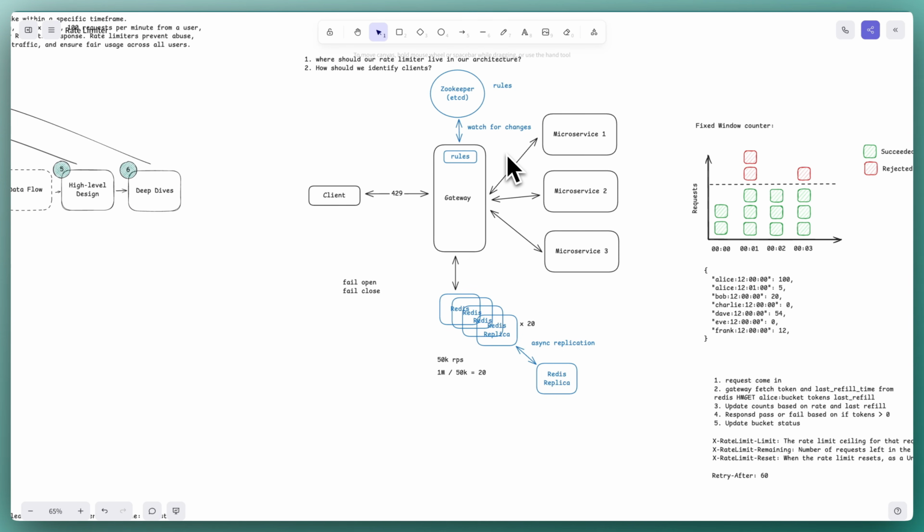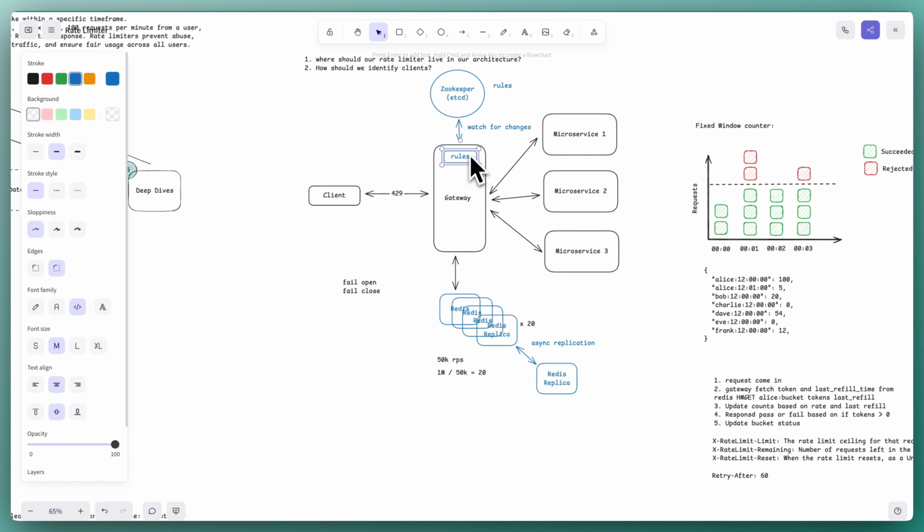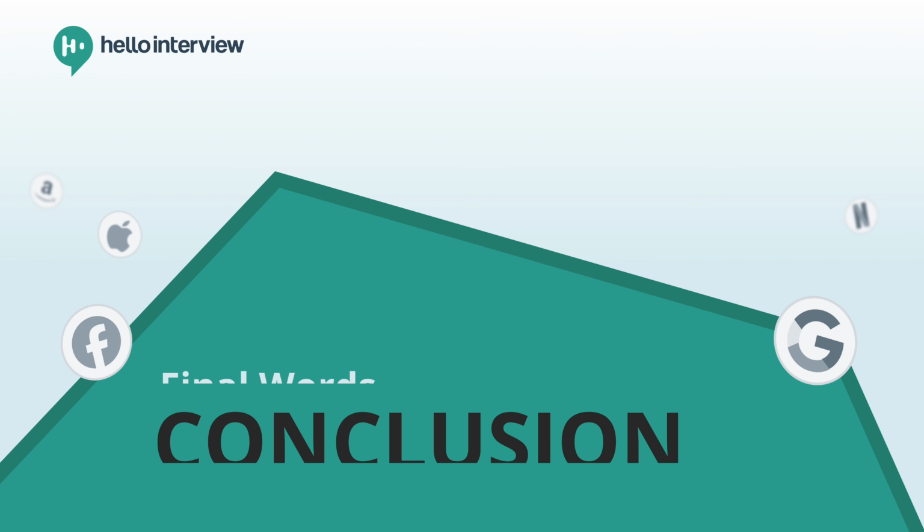And so this solves all of the issues with the previous two approaches, which is that we don't have any additional latency or network requests because the rules are kept here, and we don't have to pull. Zookeeper is just going to push when it's ready.